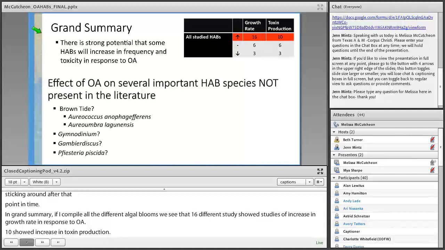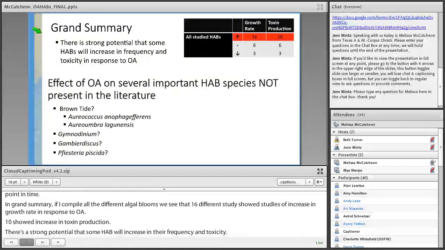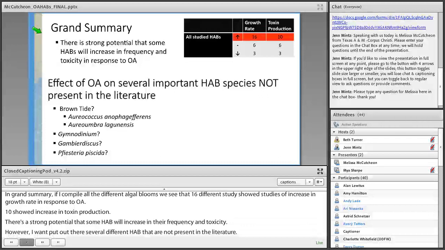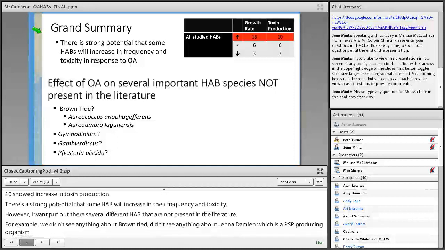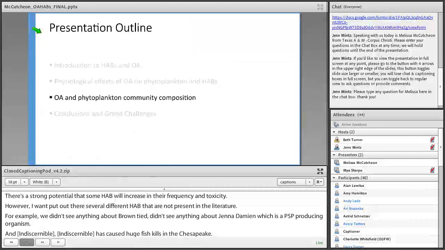However, I wanted to point out that there are several different important HABs taxa that are not present in the literature. So for example, we didn't see anything about brown tide, didn't see anything about Gymnodinium, which is another PSP-producing organism, Gambierdiscus, that's associated with ciguatera fish poisoning. Pfiesteria has caused huge fish kills in the Chesapeake. None of them have been present yet in the literature, so that's something that's really still lacking.